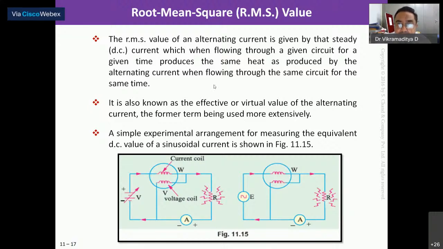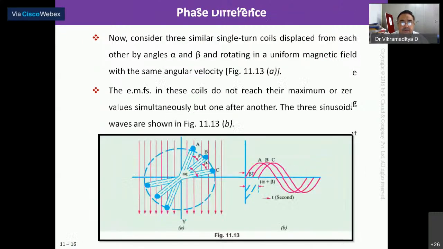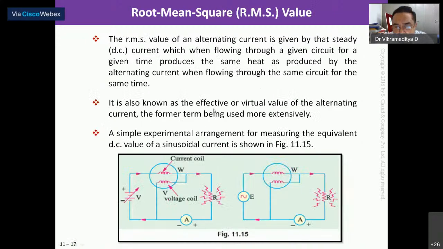Now, next comes another value called the RMS value. Phase difference is clear. Next comes the RMS value, root mean square value. This root mean square value is also, in short form, known as RMS. And it is given by that steady current.